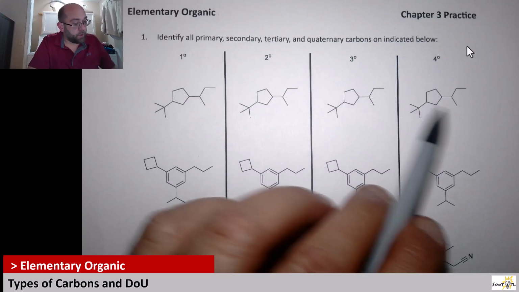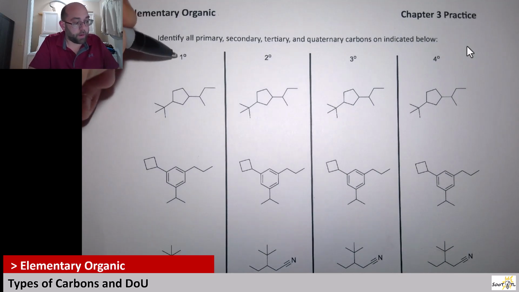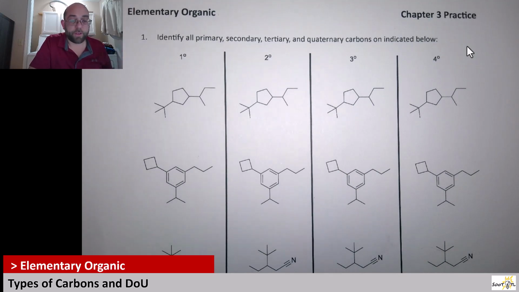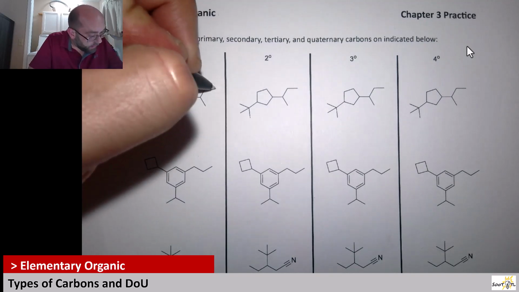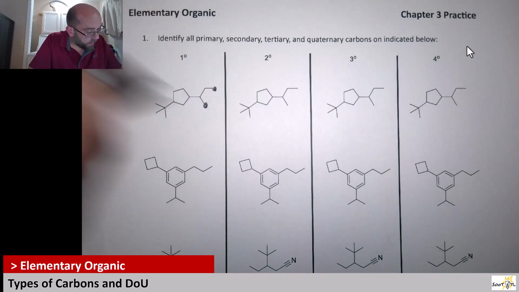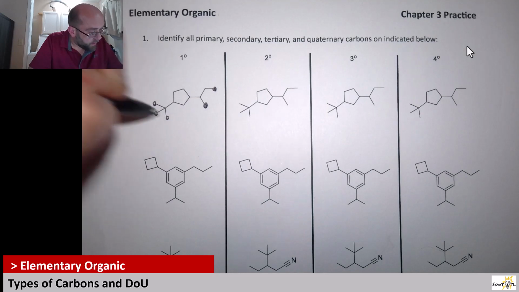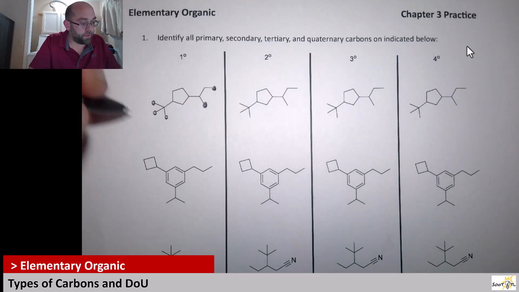Even though all of these are the same, I'm going to put a dot for all of them that are primary. So I'm looking for a carbon that's only bound to one other carbon. That's easy. That would be here, that carbon's only bound to one other. Right here, that one's only bound to one other. And then these 3. So there's 5 of them for this structure.